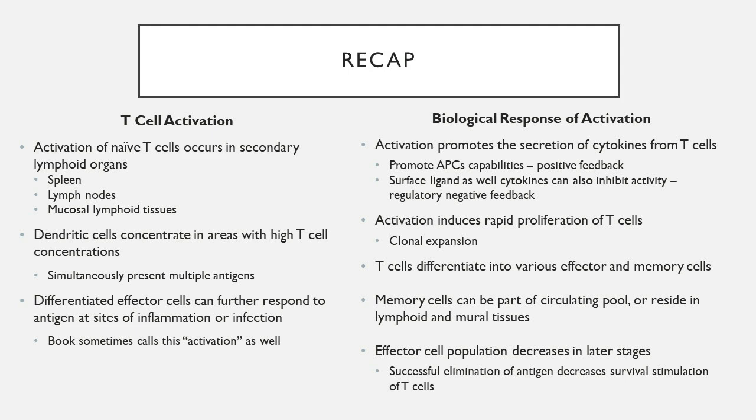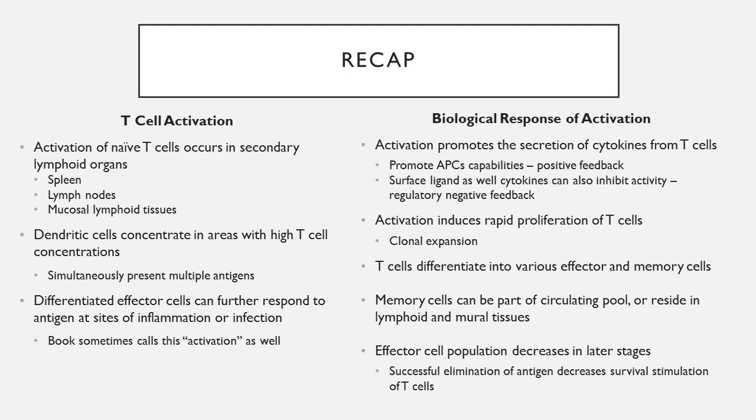And lastly, in the later stages of infection, after most of the antigen is gone, effector cell population starts to decrease and eventually dies off entirely. And this is due primarily to the fact that effector T cells need antigen stimulation as part of their survival mechanisms. Without antigens, they will die absolutely.